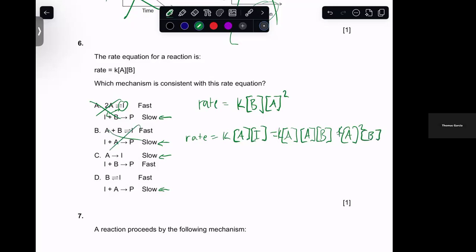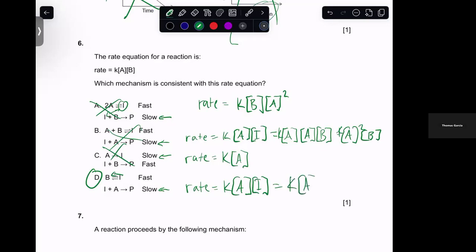All right, C. Our slow step is now our first reaction. So rate is equal to K A. And that's it, just K of A. There is no other reactant. So it can't be C. Therefore, it must be D, but let's go ahead and confirm it. Rate is equal to K, concentration of A, concentration of I, and concentration of I actually comes from B, so it's K, A, B. So it's got to be D. That's exactly what we're looking for.